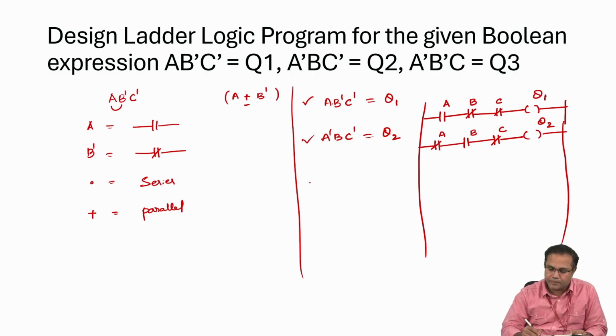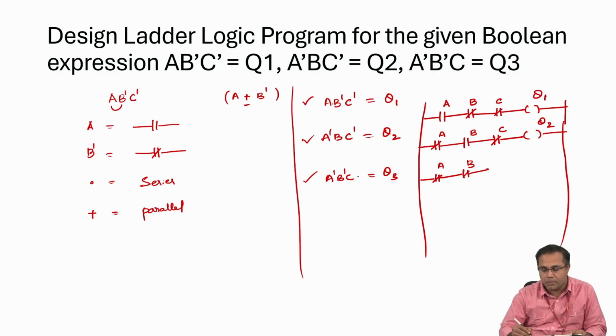Now finally, the last expression, A complement, B complement, C, that is Q3. This is also a product term. So A complement, B complement, and finally C without a complement, a normally open instruction, followed by Q3. This is how we can develop ladder logic programming for any given Boolean expression.